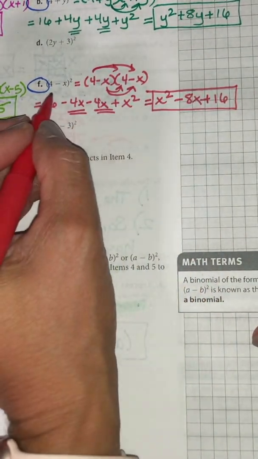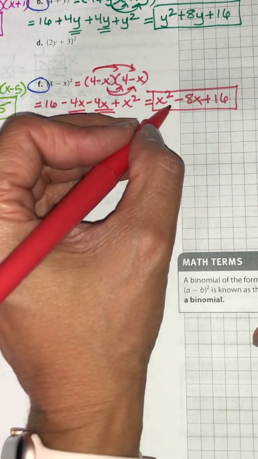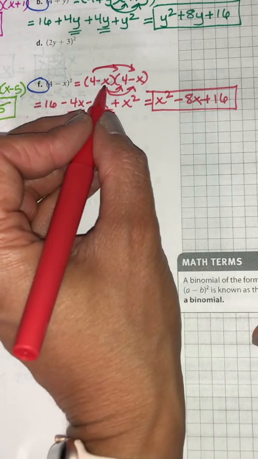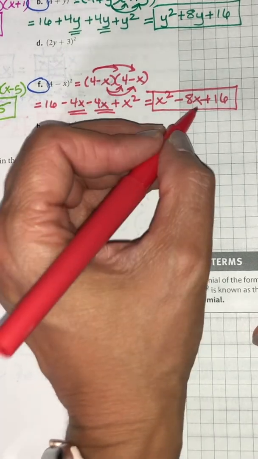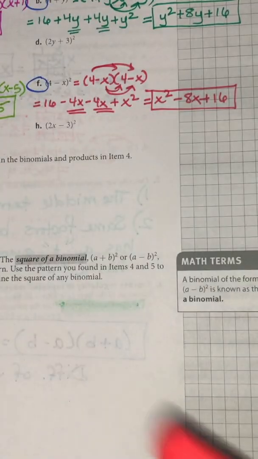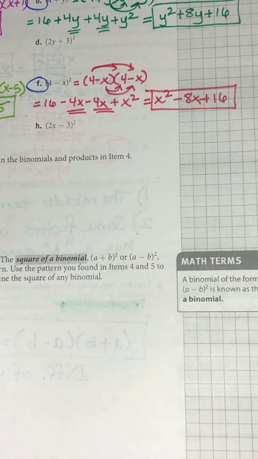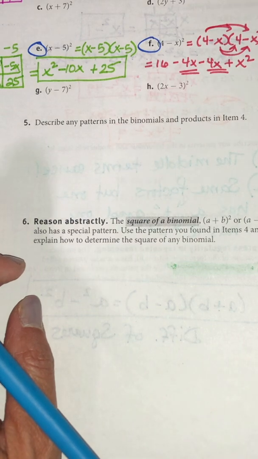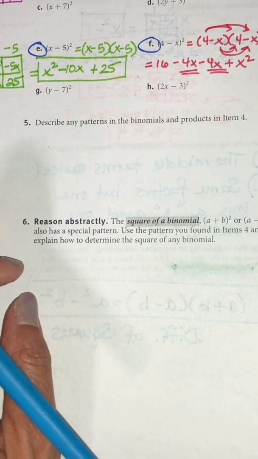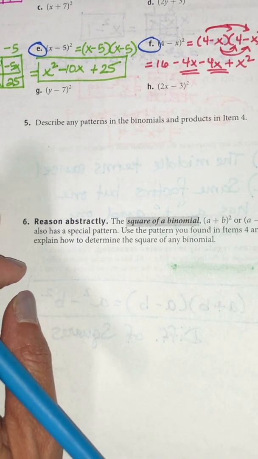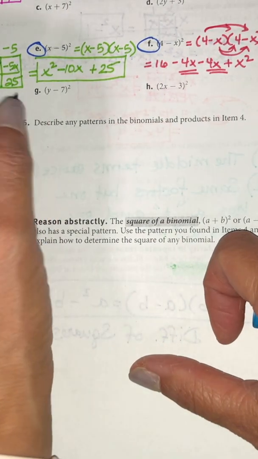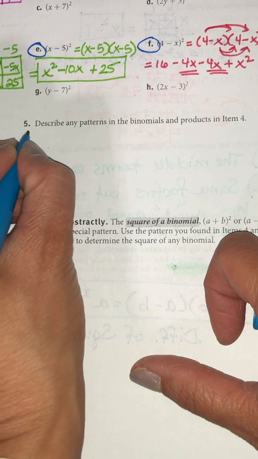All right, well, x times x gives us x squared. 4 times 4 is 16. And then 4 times -x is -4x, and if we double it, we get -8x. So far, our pattern is working. All right, so it says to describe any patterns in the binomials and products in item 4. So there are 3 patterns going on.